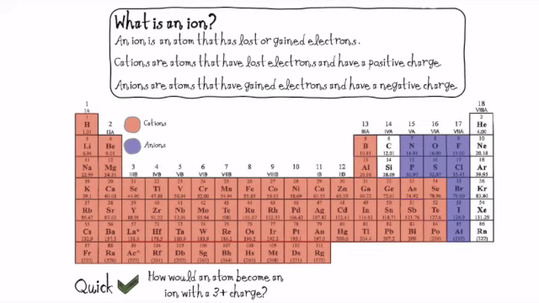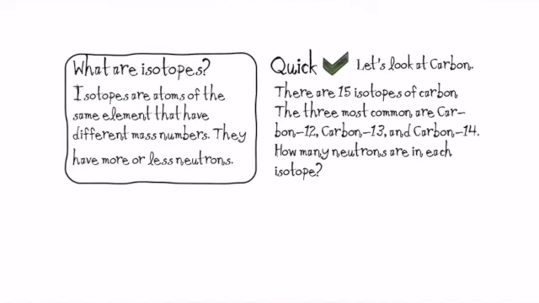So how would an atom become an ion with a +3 charge? To become positive, it would have to lose electrons. So this atom would lose 3 electrons. What are isotopes? Isotopes are atoms of the same element that have different mass numbers. They have more or less neutrons.